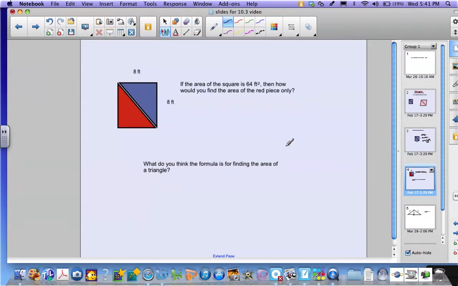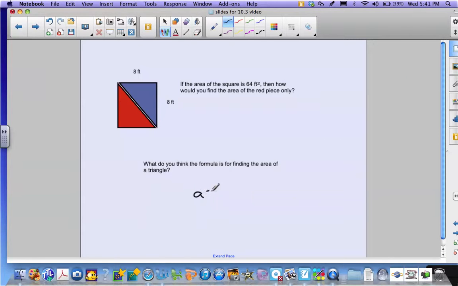Okay, so if the area of that square is 64 square feet, then what would be the area of the red piece of this right triangle? Okay, it's half of the square, so the area would be half of 64, or 32. So the formula to find the area of a triangle is going to be base times height to find the parallelogram, and then you're going to multiply that by a half, or divide it by 2. So the area of a triangle is 1/2 times the base times the height.